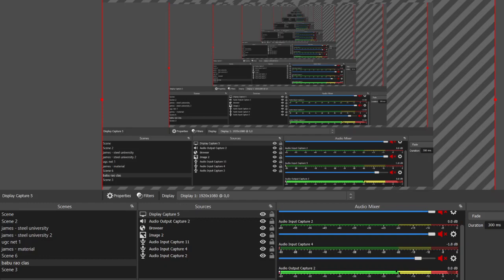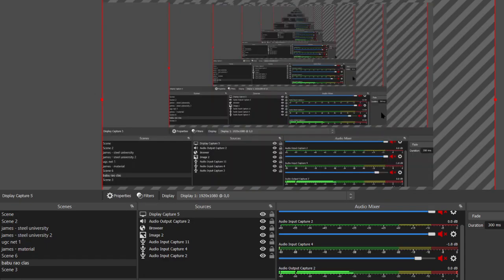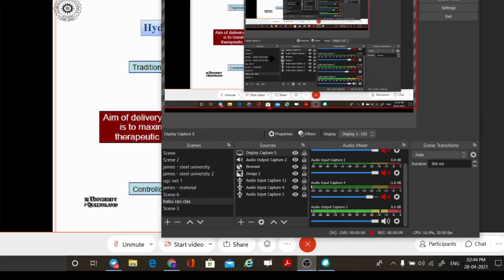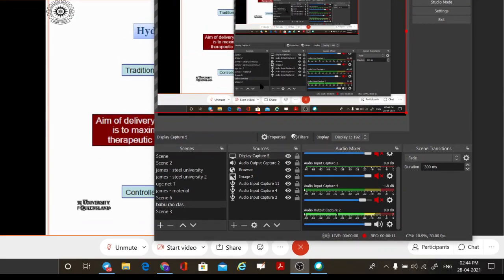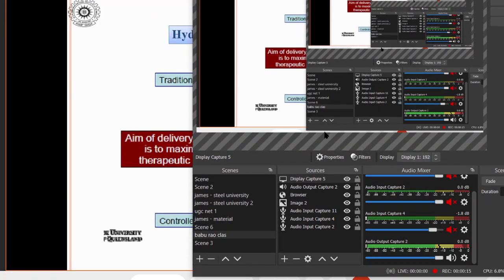Of such materials are there. So this application is very important. How these materials are of great importance in drug delivery, rather in controlled and sustained drug delivery.